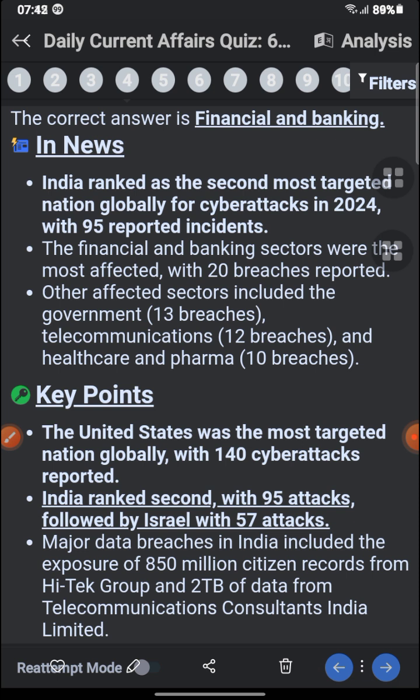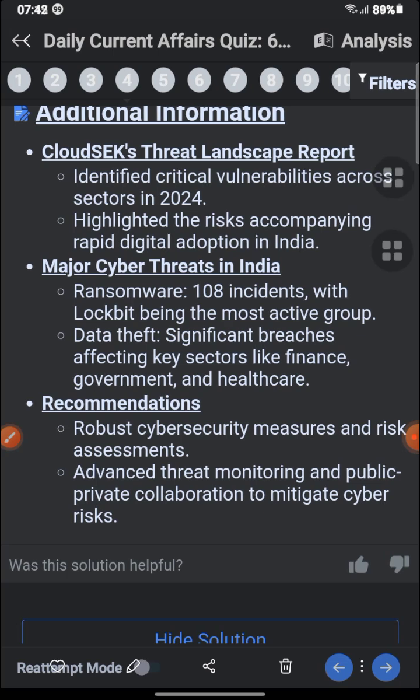Major data breach in India, including the exposure of 850 million citizen records from the Hi-Tech group. It also identified critical vulnerabilities across the sector, highlighting the risk accompanying rapid digital adoption. Ransomware: 108 incidents, with Lockbit the most active group. Data theft is a significant breach affecting key sectors. Robust cybersecurity measures and risk assessment are also needed.